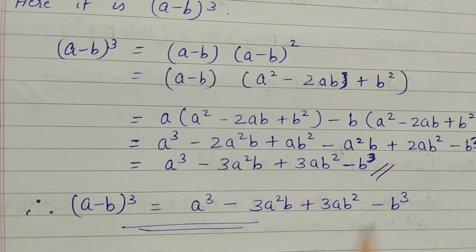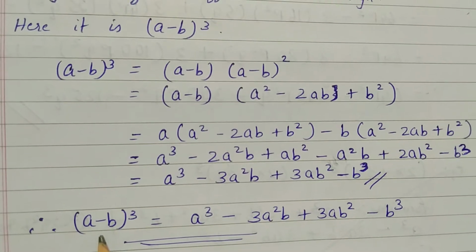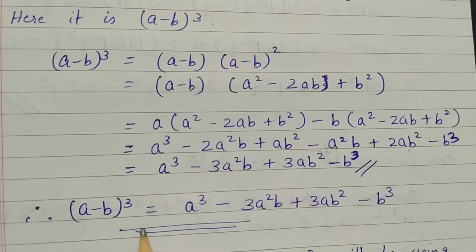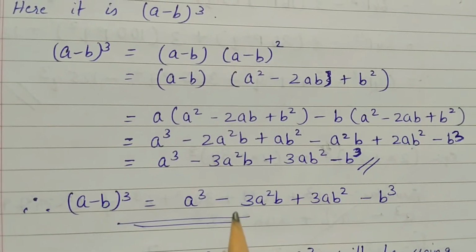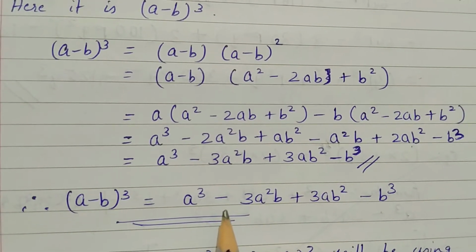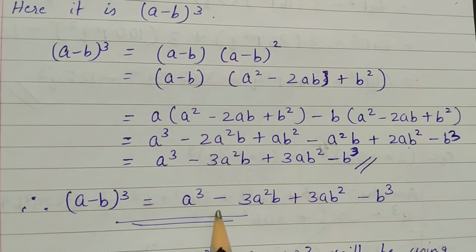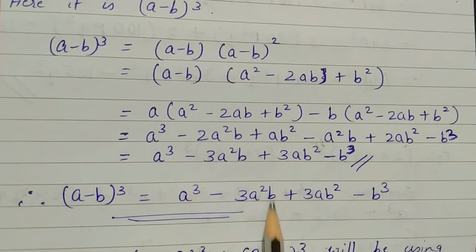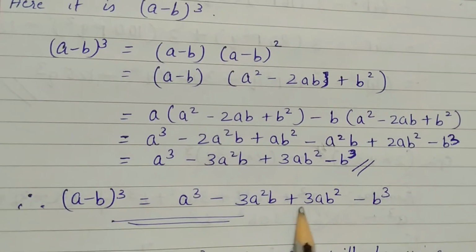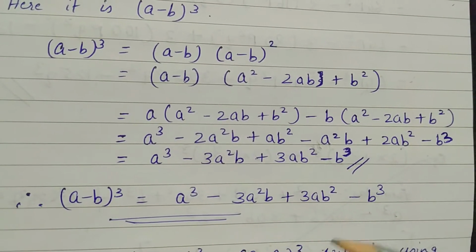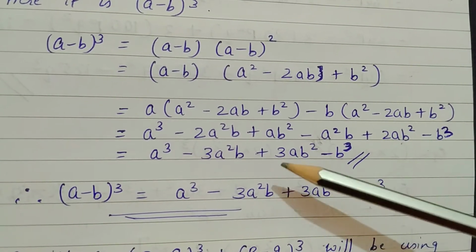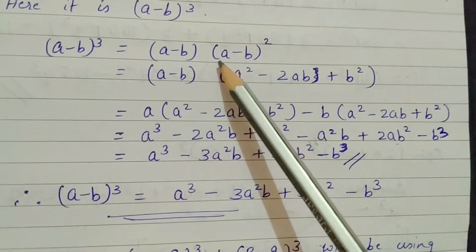Everywhere it will be plus if the question is a plus b the whole cube, and now here it is a minus b the whole cube. So you will be getting this one, and the minus sign will be in the initial and the last, and in the middle it will be plus. Okay, now we are going to see the example of it.